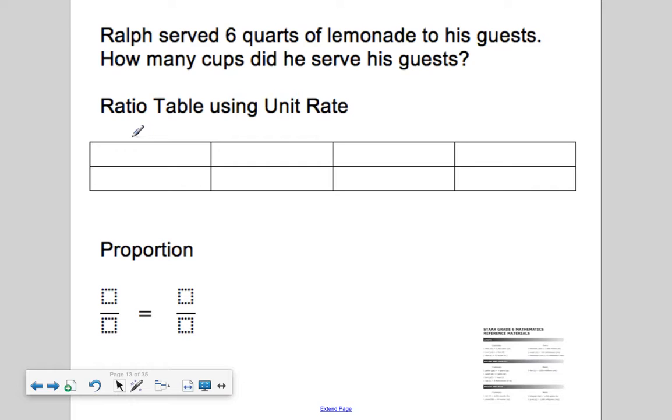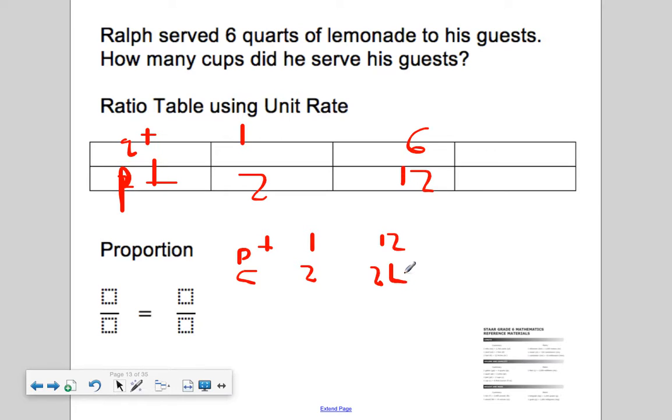I'm going to write that down somewhere. 1 quart has 2 pints. So each quart has 2 pints, that's times 2. If I have 6 quarts, that means I will have 12 pints. Then it said each pint has 2 cups. That's times 2, and I have 12 pints, so that would be 24 cups. That is the answer. So, double conversion.